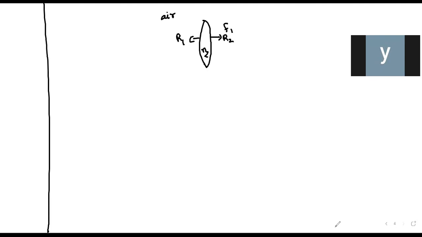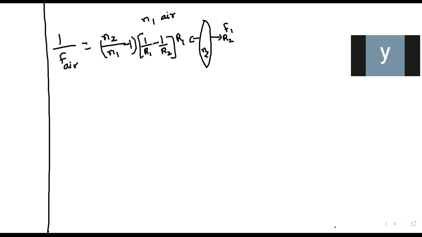So I can write 1 by f1 or 1 by f air as n2 by n1 minus 1 times 1 by r1 minus 1 by r2. So 1 by f1 equal to, let us consider refractive index of lens as mu.